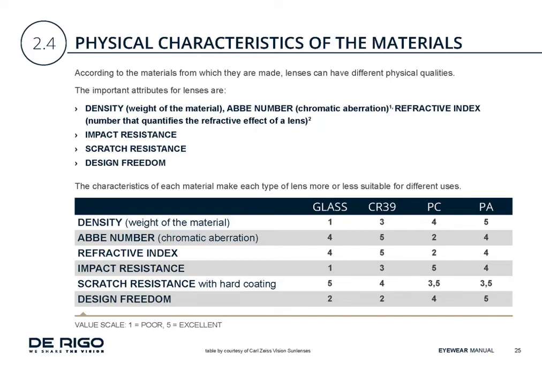The characteristics of each material make each type of lens more or less suitable for different uses. Below is a chart describing how valuable the different materials are for the different uses.